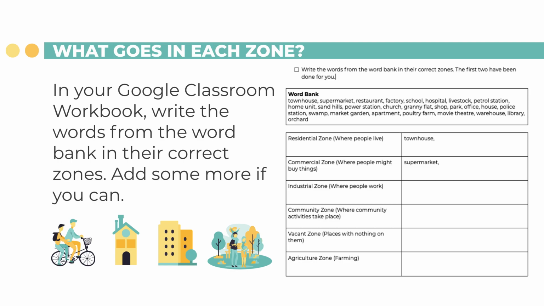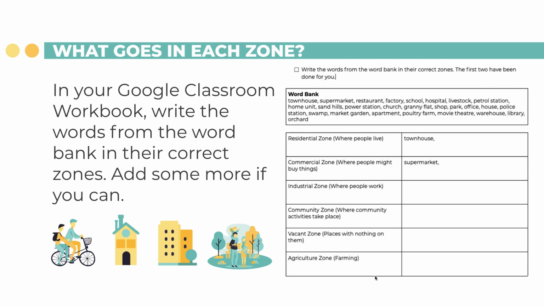So what goes in each zone? In your Google Classroom workbook, you're going to write the words from the word bank into the correct zones. And you could add some more if you wanted to. There are different types of zones: residential zones where people live, commercial zones where people might buy things, industrial zones where people work, community zones where community activities take place, vacant zones, places with nothing on them, and agricultural zones for farming.